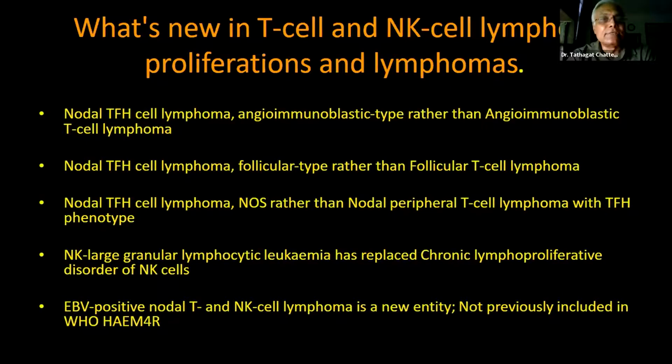Similarly, nodal TFH cell lymphoma, follicular type, has replaced the follicular T cell lymphoma. The nodal TFH cell lymphoma, not otherwise specified, has replaced the nodal peripheral T cell lymphoma with TFH phenotype. So some alteration in the terminology. The NK large granular lymphocytic leukemia has replaced the chronic lymphoproliferative disorders of NK cells of the 2016 edition. And the Epstein-Barr virus positive nodal T and NK cell lymphoma, this is a new entity. This has never been included in the previous WHO 4th revised edition.